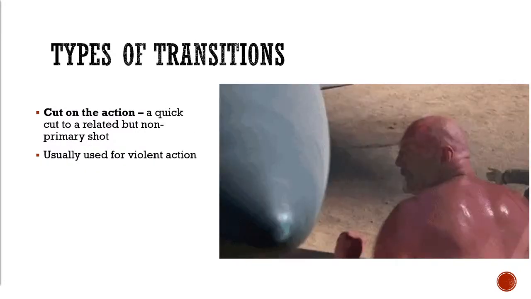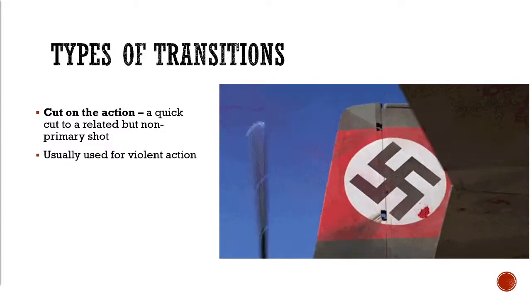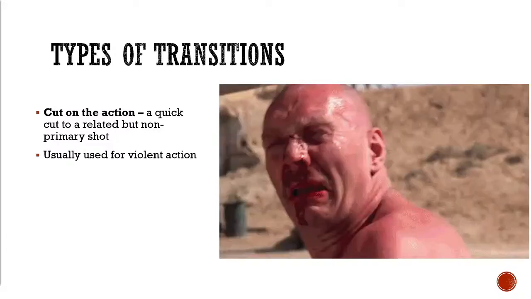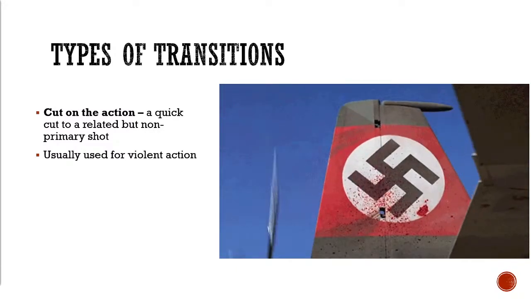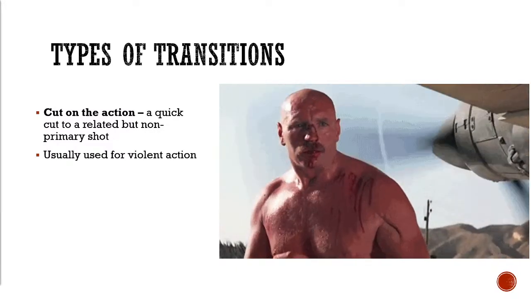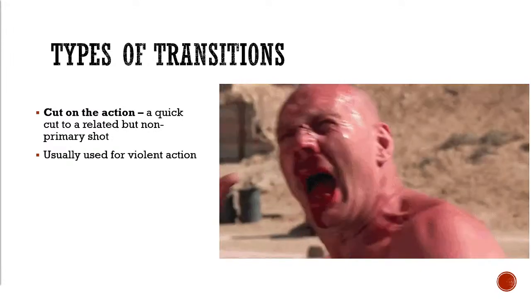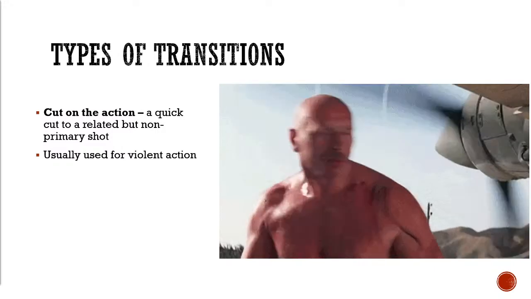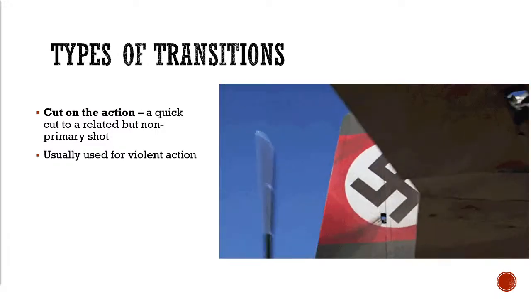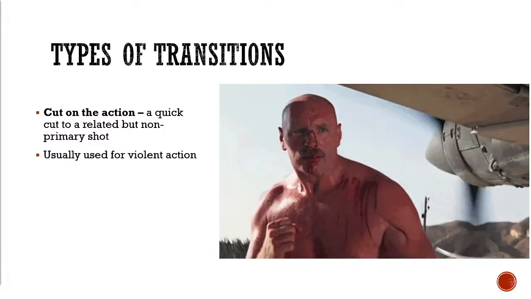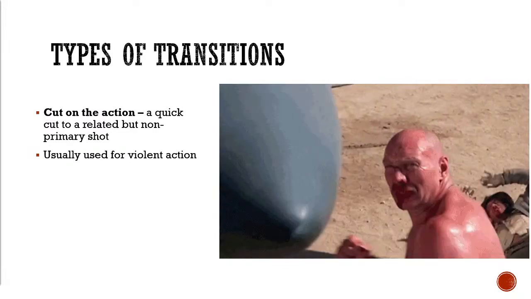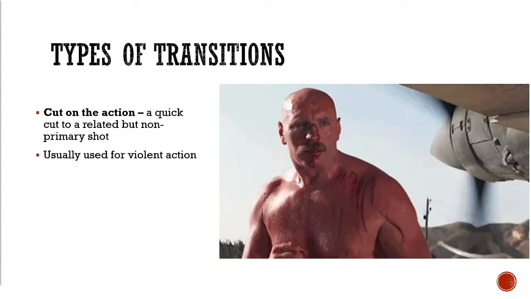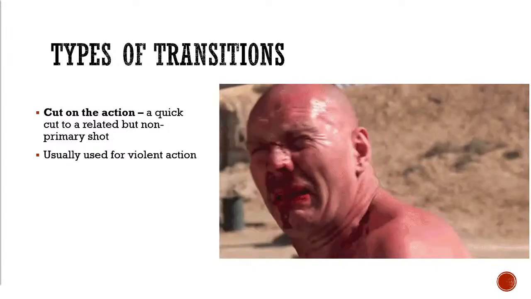So cut on the action is a method for when there's an action happening, but you don't want to show part of it, and it's 9 times out of 10 used for violence. So in this case, in Indiana Jones, Raiders of the Lost Ark, you have the scene where Indy is fighting the big Nazi guy, and they're fighting under the airplane, and the airplane turns on.